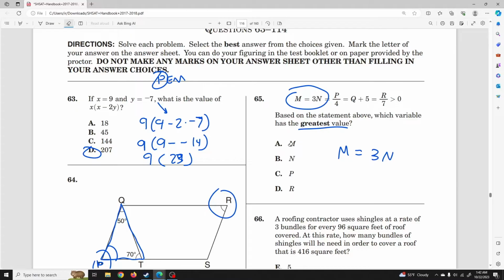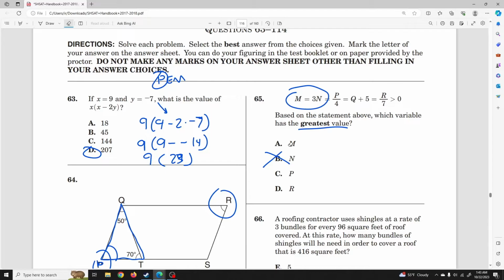3n, right? And if m is equal to 3n, that means that n cannot be the greatest value, right? That means that m is actually greater than n, right? Think about it. If m is 6, right? 6 is equal to 3 times n. That means that n has to equal 2, right? If m is equal to n plus n plus n, or n added to itself 3 times, that means that it's smaller than m, right?